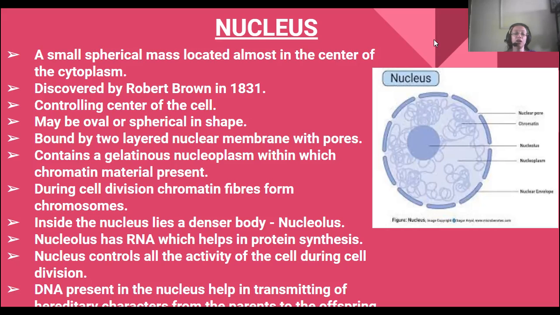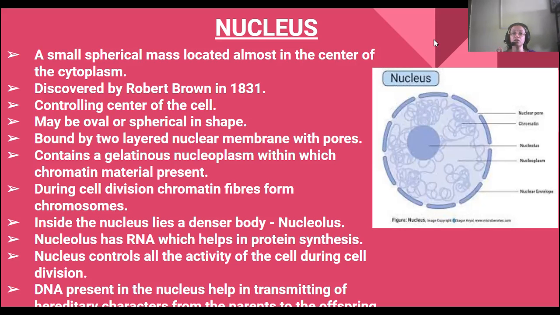So I'm starting with today's portion of the chapter, that is the nucleus. I told you the nucleus is a small spherical mass which is located almost in the center of the cytoplasm. It was first discovered by Robert Brown in 1831. Who discovered it? Robert Brown. Which year? 1831.